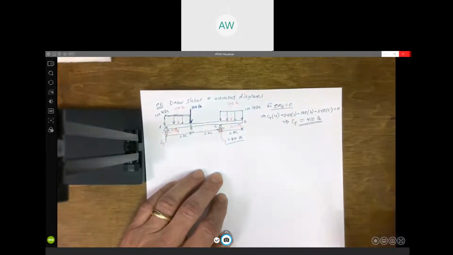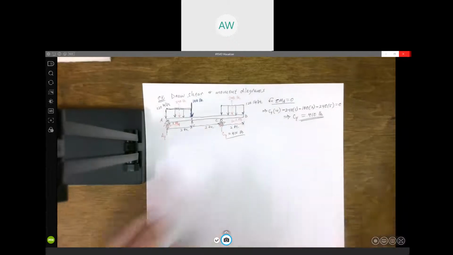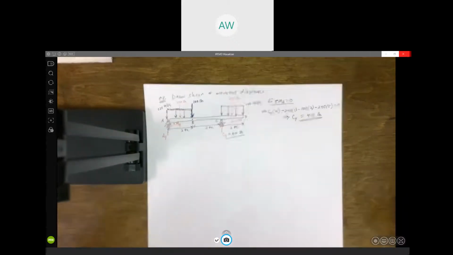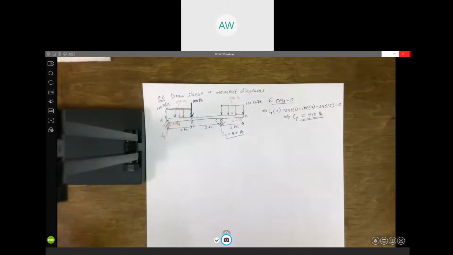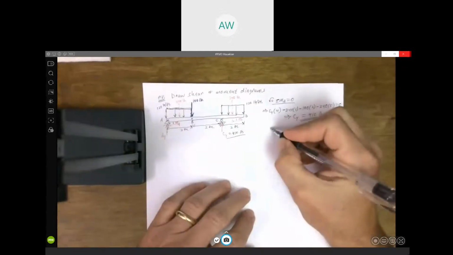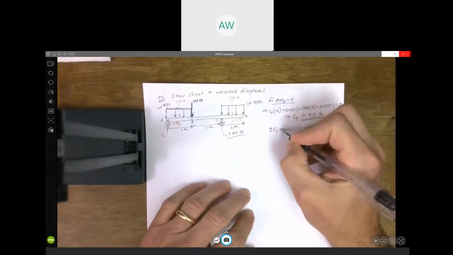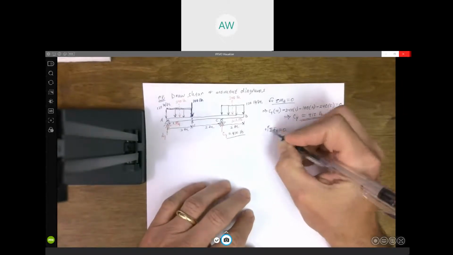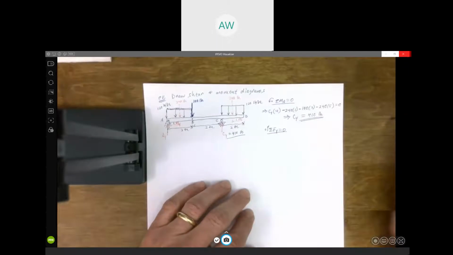Right. Anybody see anything wrong with that? Does that look okay? Comments, questions? And now, sum the forces in the y direction. And we can do that and calculate what AY is.